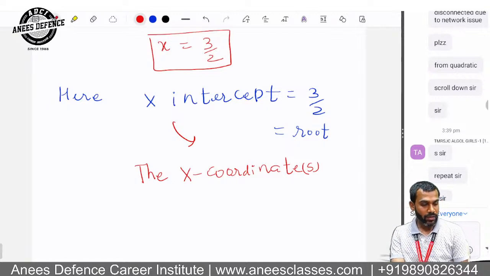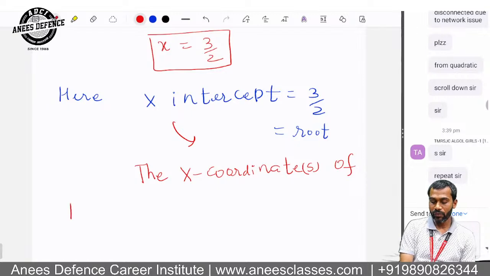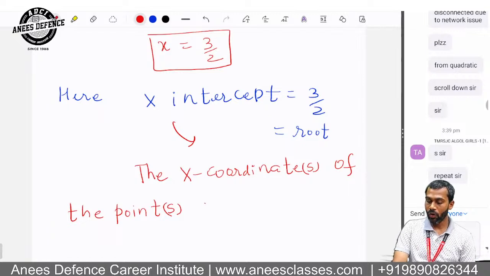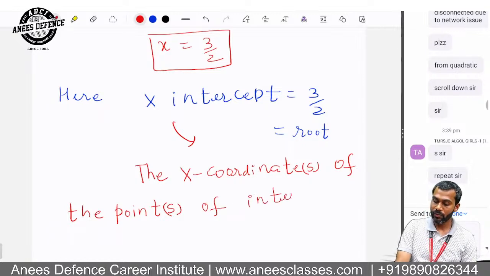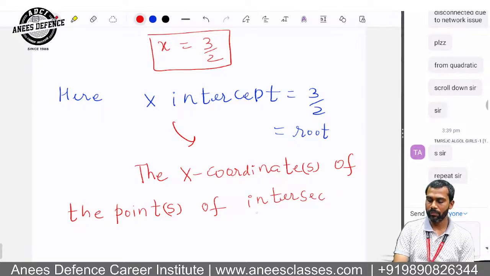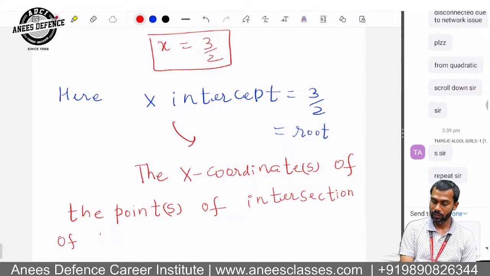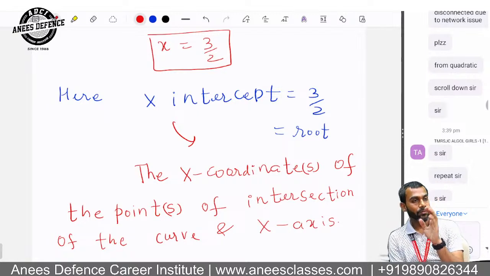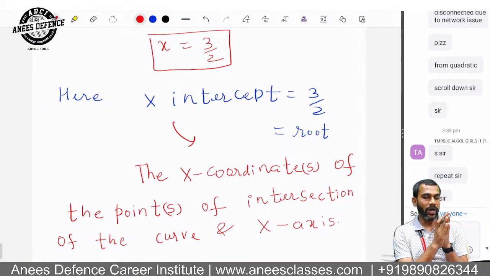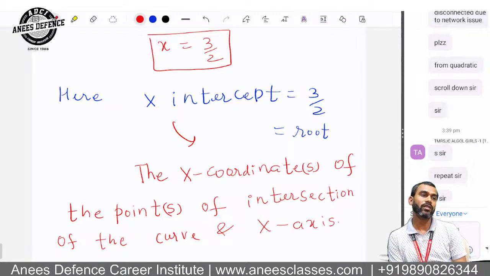The x-coordinate or coordinates of the point or points of intersection of the curve and the x-axis. थोड़ा ज्यादा अंग्रेजी हो गया, लेकिन इसका मतलब क्लियर है क्या? Basically, I want to say the curve where it cuts the x-axis, we need to check only the x-coordinate of those points. That would be the roots. Yes or no? I hope it is clear.